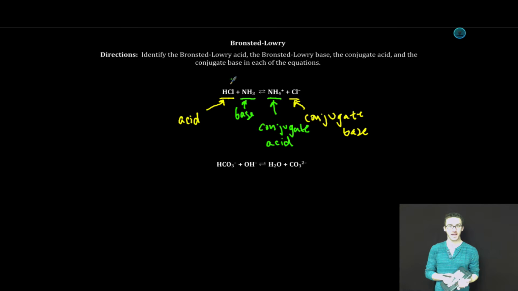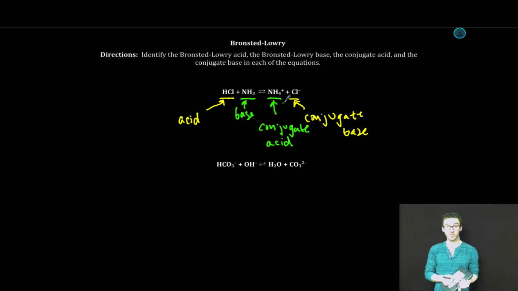So, one more time, HCl becomes Cl minus, and it does so by giving up a hydrogen ion. By definition, that makes HCl an acid and the chloride ion its conjugate base. NH3 is going to accept a hydrogen ion and become NH4+, making NH3 the base and NH4+ its conjugate acid.